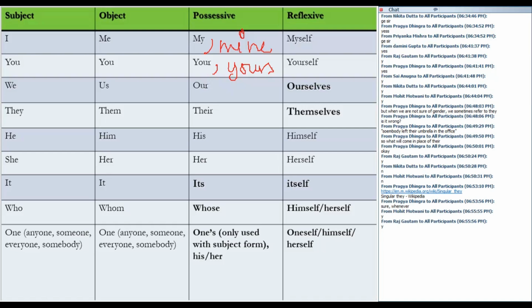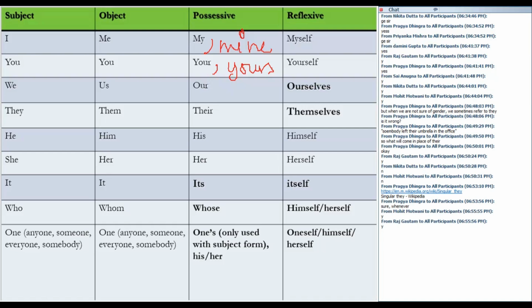We is the subjective form. Us is the objective form. Our is the possessive form. Ourselves is the reflexive form. Similarly, they, them, their, themselves. He, him, his, himself. She, her, her, herself. And then the last three. The last three, they are most important because they are tested a lot.